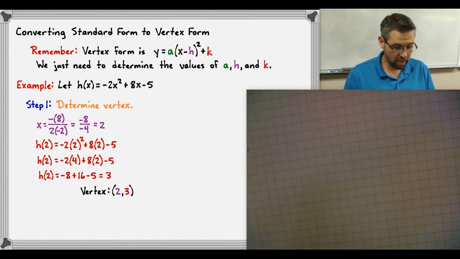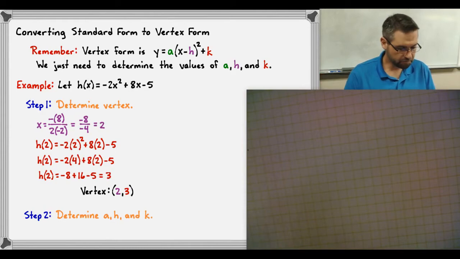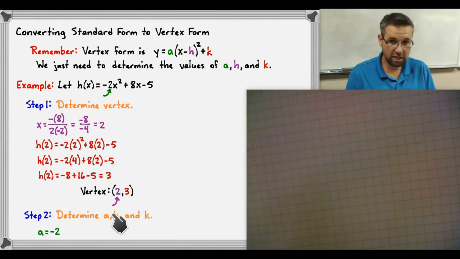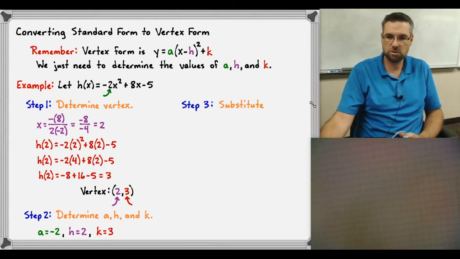But now we need to identify our a, our h, and our k values. Well, remember, the a value in vertex form is the same as the a value in our standard form. So in this case, our a value is just negative 2. Our h is the x value of the vertex. Our h is this guy, so our h is 2. And our k is 3. It's the y value. And so all we have to do is plug that into our vertex form. We're just going to substitute into that.